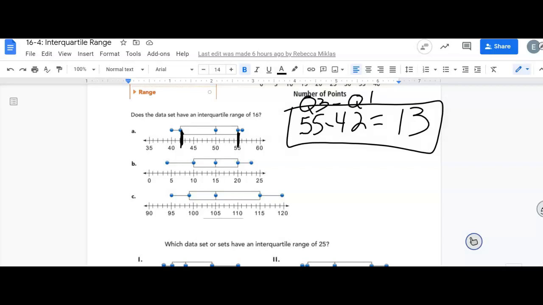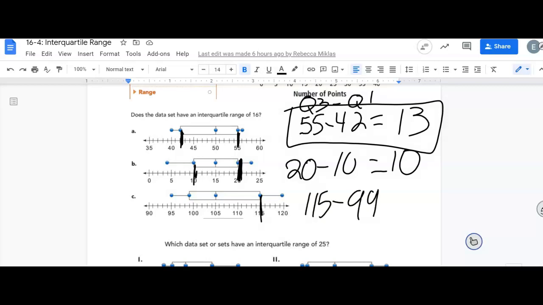All right, letter B. How do we find the interquartile range? Ella? 20 minus 10. Good. Here's 20, the third quartile. Here's 10, the first quartile. Get an answer of 10. Then C. What'd you get for C, Macy? 16. How do we get that? Minus 99. So that's how you find the interquartile range.